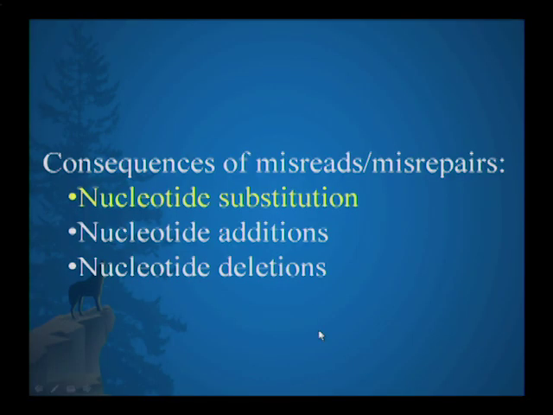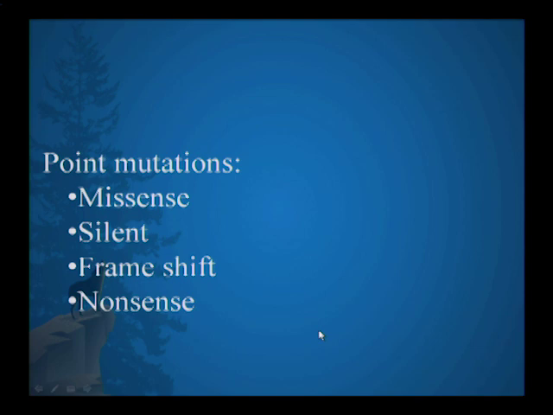Now, the consequences of misreads are that you could have a nucleotide substitution, having one nucleotide substituted for another. You may actually end up with nucleotide additions or nucleotide deletions, and all of those have consequences. So let's look at what we call point mutations. One type of point mutation affects a single nucleotide. The types are a missense mutation, a silent mutation, a frame shift, and a nonsense mutation. So let's quickly look at examples of each of these.